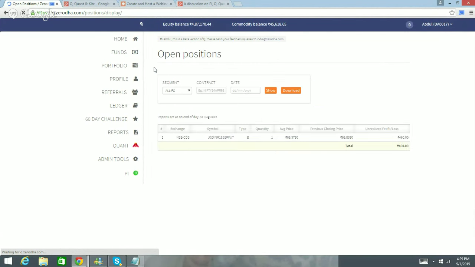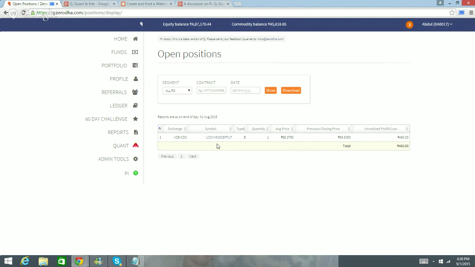So this person has open positions, so you can actually see the buy quantity and the average price. Now, this doesn't tick live currently, right? So if you are actually seeing this average price, this is the previous closing price. So you're seeing this profit based on yesterday's closing price on USD INR September futures, right?